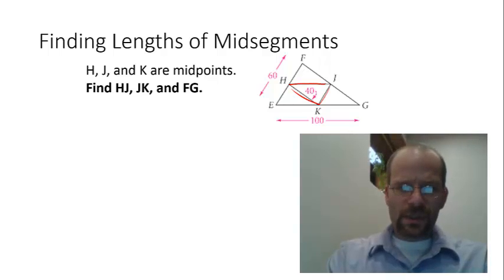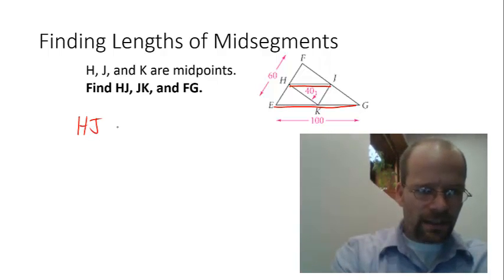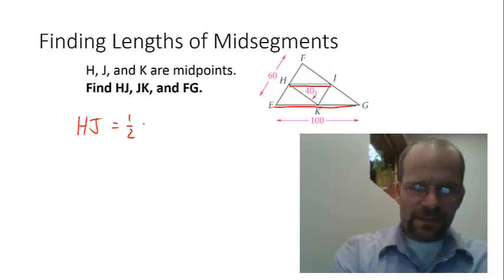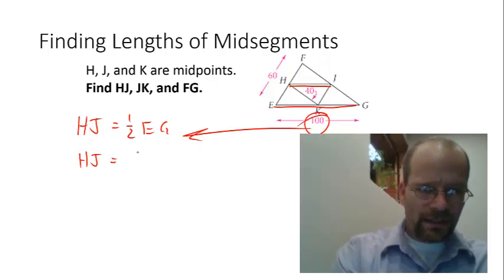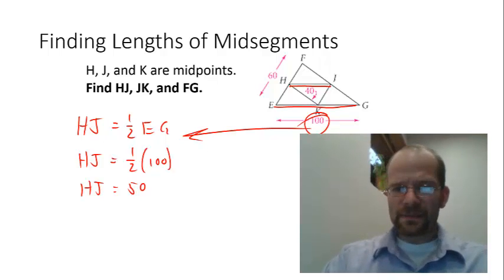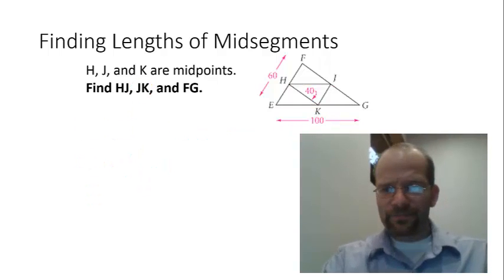Okay, so we'll go ahead and start with HJ first. Here we can see that HJ is equal to 1/2 EG. HJ equals 1/2 the third side, which is EG. And we know that EG is 100. So HJ equals 1/2 times 100. Therefore, HJ is equal to 50 units. So that was pretty simple. HJ equals 50.